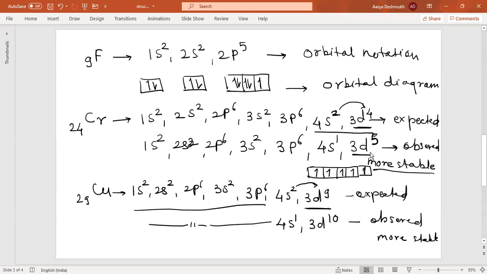So this is the way you can write the electronic configuration for different elements or atoms. Now, you should be able to write the electronic configuration of each and every element starting from atomic number 1 to atomic number 30, up to the zinc atom, okay, or element.